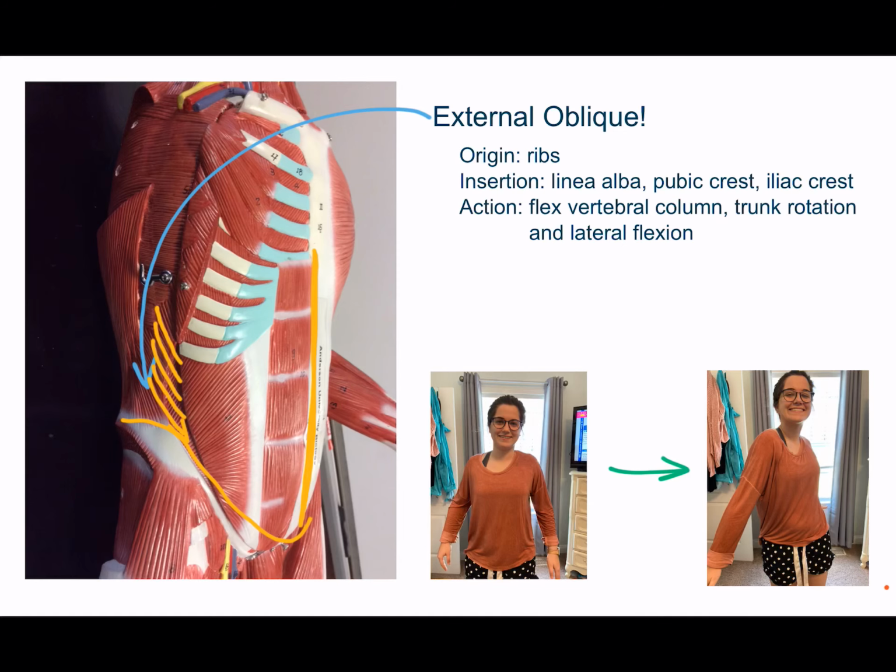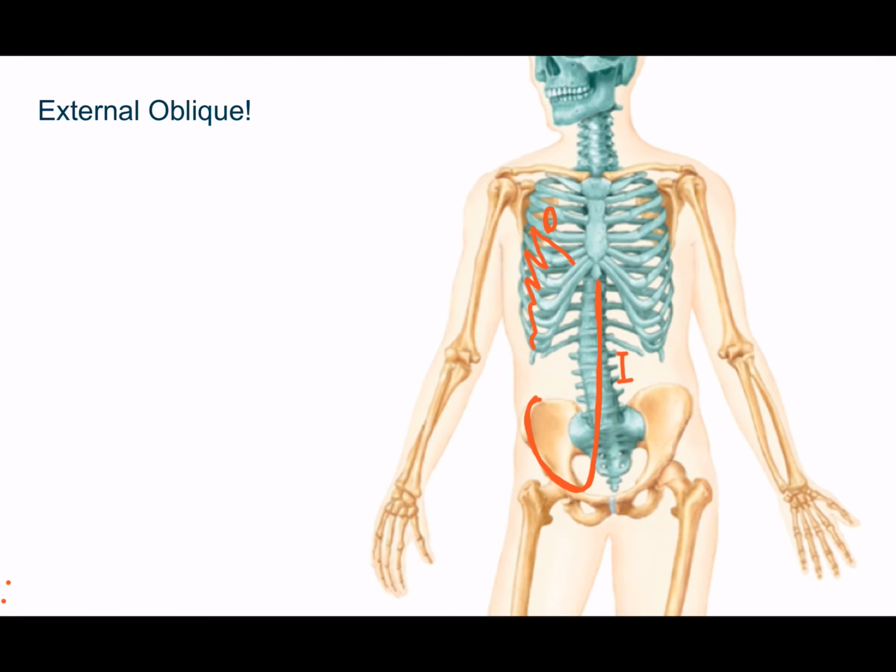And it's going to flex the vertebral column, rotate your trunk, and do lateral flexion. So you see how I'm rotating my trunk? That's because of my external and internal obliques. They actually do the same movements together, but they're two separate muscles.